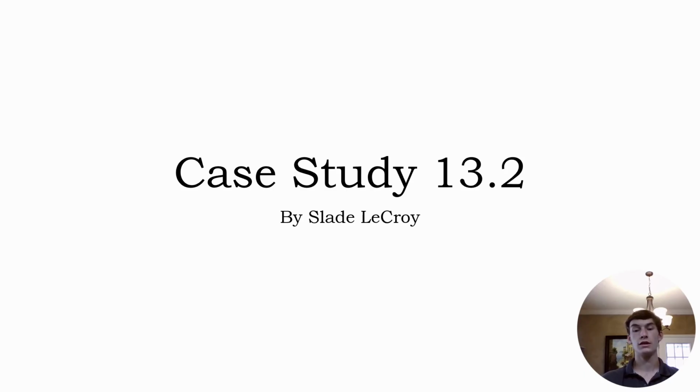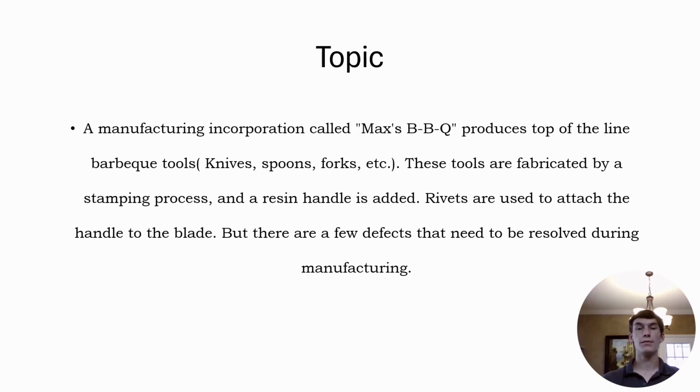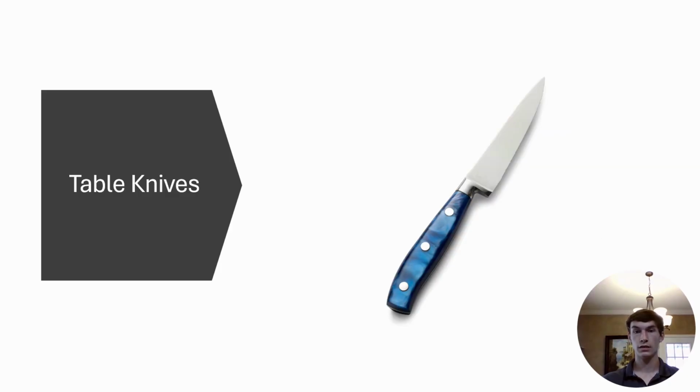So let's get into the topic of what we're talking about. A manufacturing incorporation called Max's Barbecue produces top-of-the-line barbecue tools such as knives, spoons, forks, and etc. These tools are fabricated by a stamping process, resin handles are added, and rivets are used to attach the handle to the blade. But there are a few defects that need to be resolved during manufacturing.